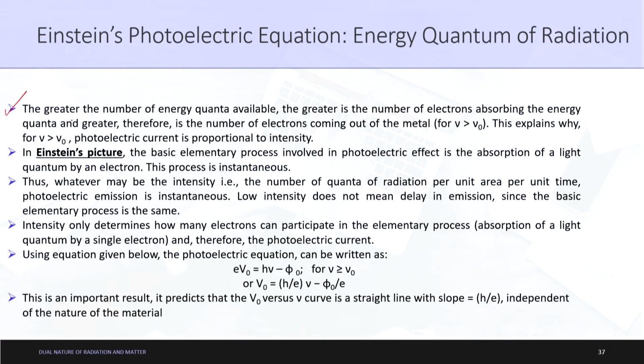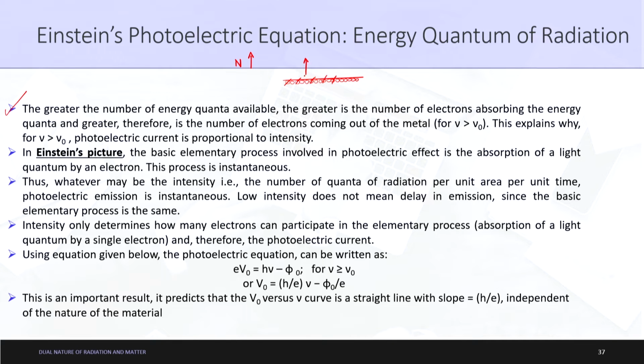What they are trying to say is, the greater the number of energy quanta available, let us say I write that energy quanta is equal to n. Fine. So as this value increases, what will happen? As this value increases, the greater is the number of electrons absorbing the energy quanta. That means, let us suppose this is the metal surface, and these are the electrons kept here. If this value of quanta was less, then only these electrons were absorbing this energy which is greater than the work function and then moved out.